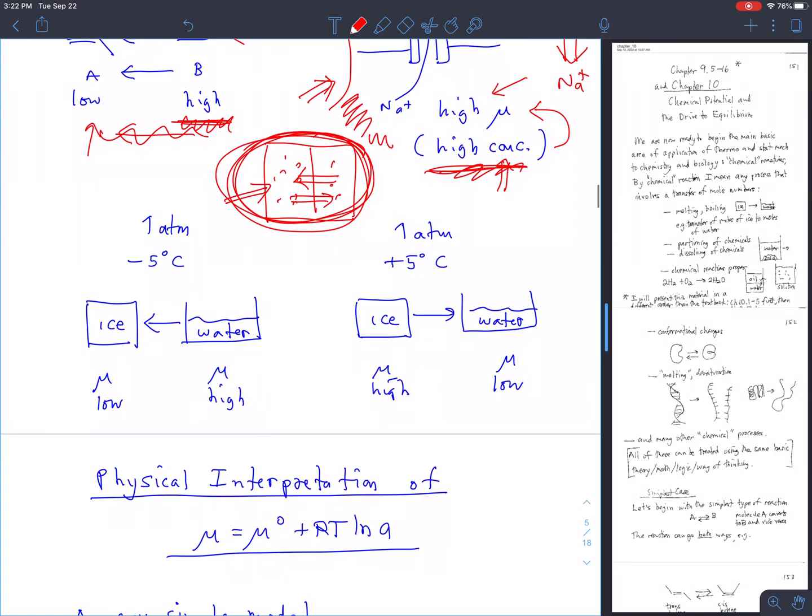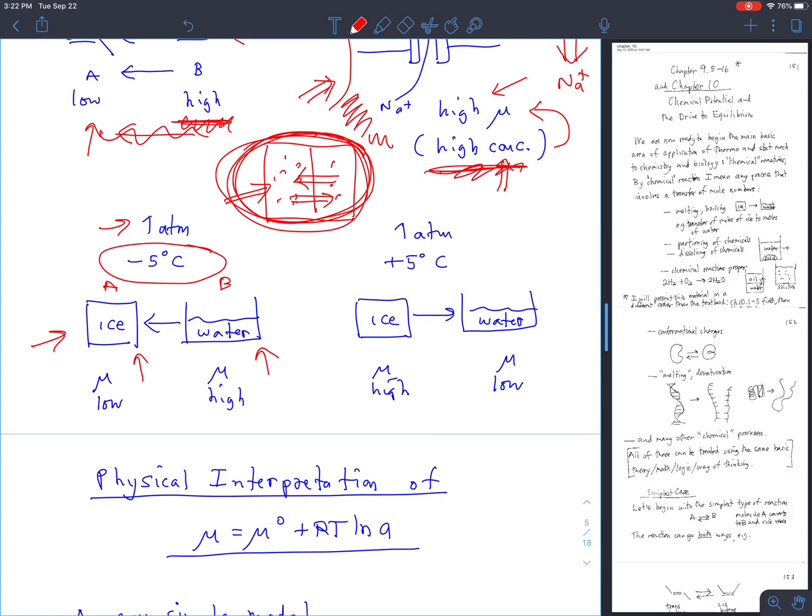All right, here's another couple of cases. Let's suppose that I have some ice and some water. That's A and B in this case. And let's suppose we're at minus 5 degrees centigrade and 1 atmosphere. Under those conditions, the water wants to freeze, right?